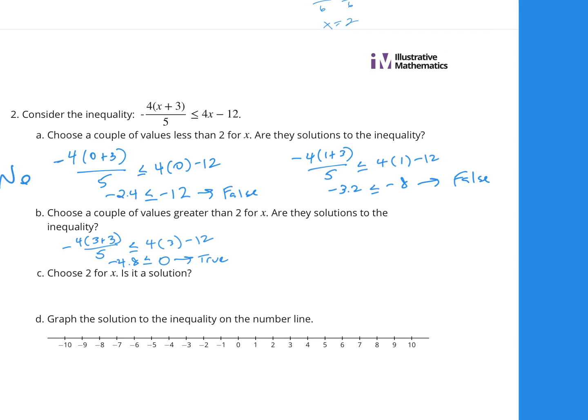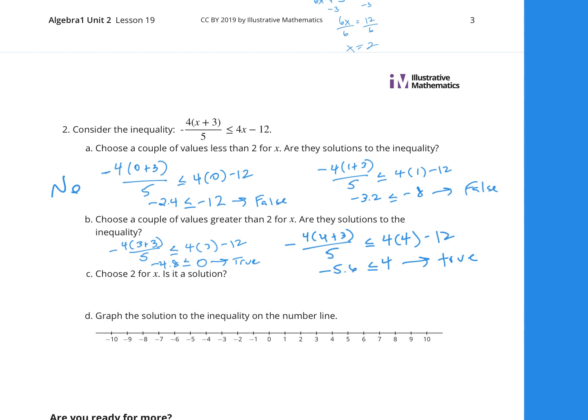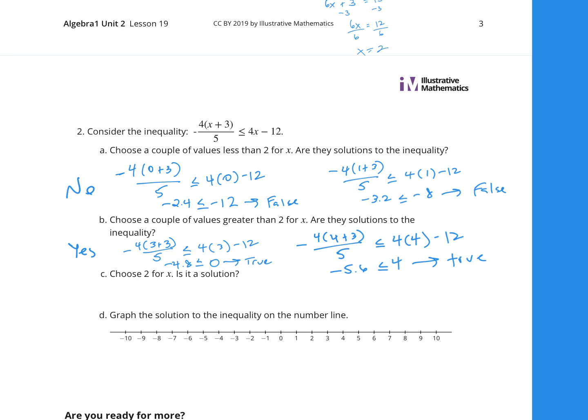We'll do one more. We'll do 4. So this time we're doing negative 4 times 4 plus 3 all over 5 is less than or equal to 4 times 4 minus 12. So 4 plus 3 is 7. Negative 4 times 7 is negative 28. Negative 28 divided by 5 is negative 5.6. 4 times 4 is 16. 16 minus 12 is 4. So negative 5.6 is less than 4, which again is a true statement. So for these, we would say, yes, these are possible solutions to the inequality.